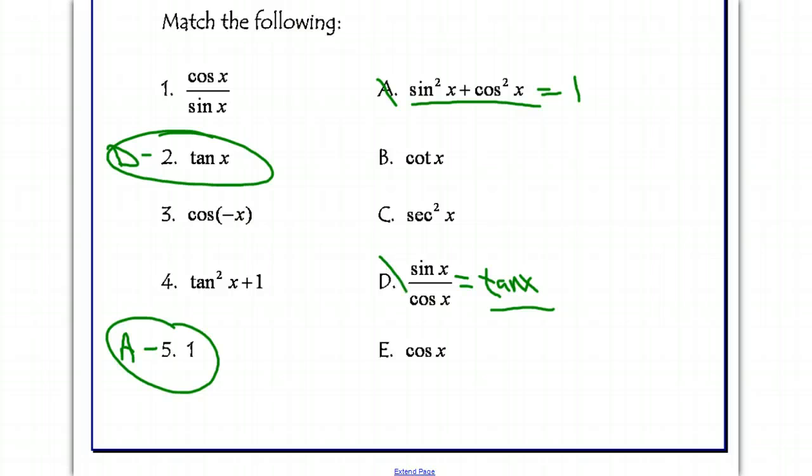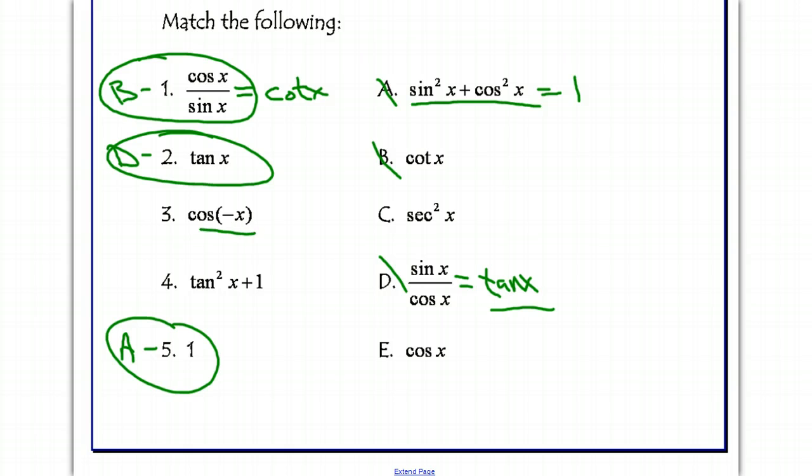Okay, what else looks complicated? Oh, let's look on the left side. Cosine over sine looks a little complicated. Isn't that the cotangent? Look at that. I have B over here. So 1 goes with B. We're down to a couple more. Oh, look at this with a negative inside the cosine. We just did that one. A negative inside a cosine, guys, it doesn't matter. It's the same thing as the cosine. So 3 goes with E.